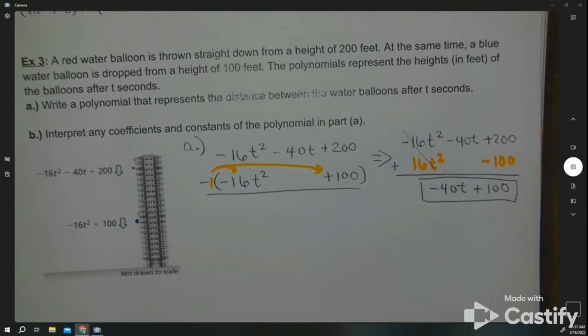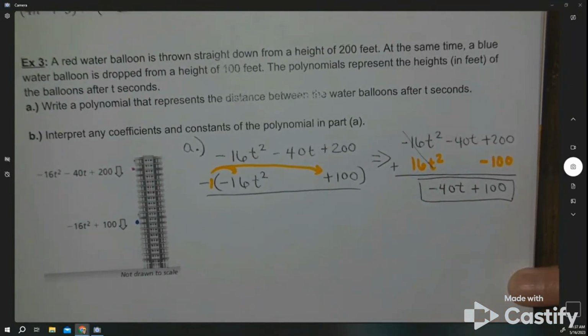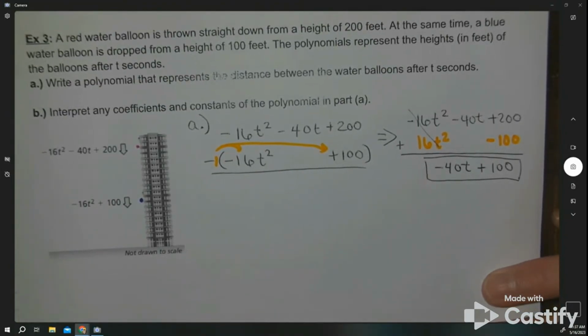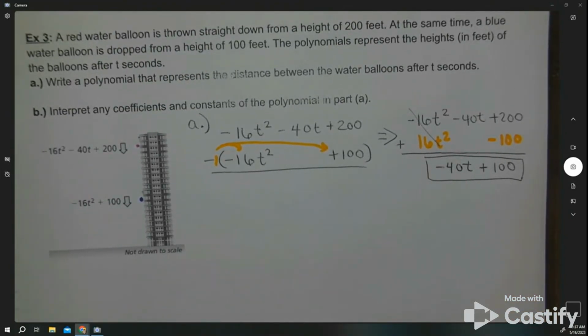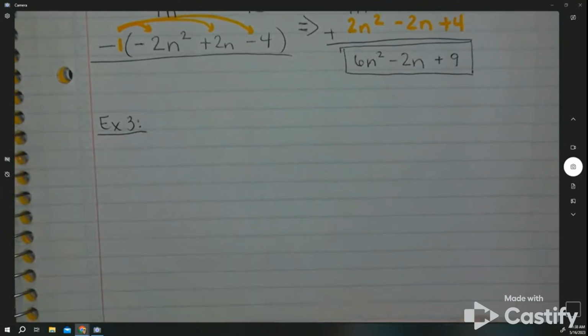And what that stands for is the distance between those water balloons after t seconds. So if we figured out how many seconds we wanted to plug in, we could plug it in for t, and we could figure out what's the distance between these balloons. That's what that represents. Part B says interpret any coefficients and constants of the polynomial in part A. So what we want to look at here is what do these things mean, right? So I'm going to actually switch over to my notebook for this part of it. So we're going to call this example 3. That way we have a little bit more space to write.